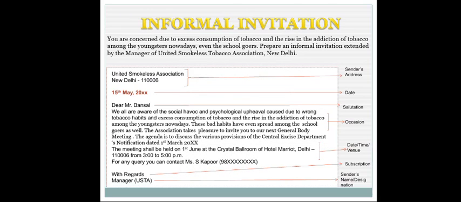United Smokeless Association, New Delhi, 1110006. This is the center's address. Like regularly, the first one will be the center's address. This is the pattern that is being followed. This is the actual pattern of letter writing. You have been doing it since ages. Then comes what? Then comes the date.